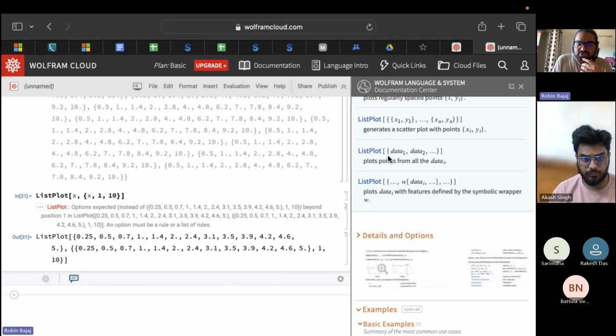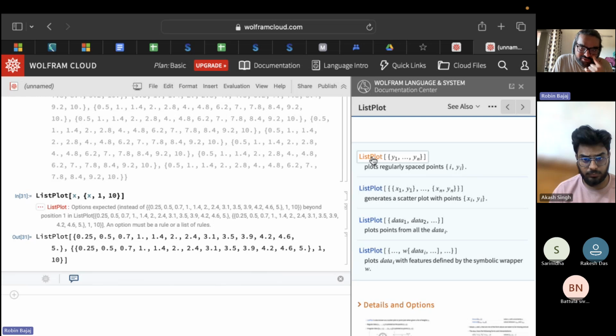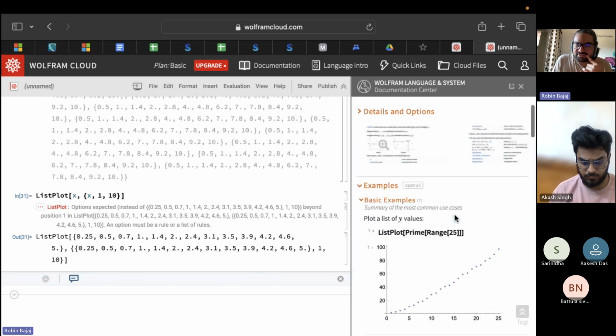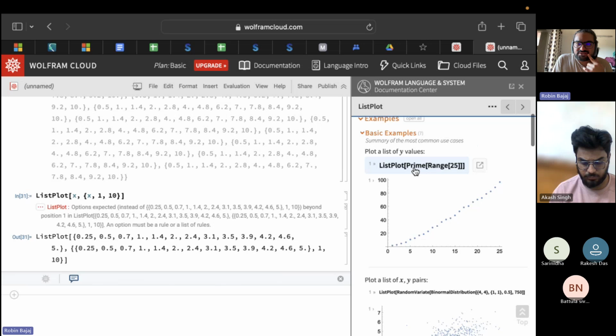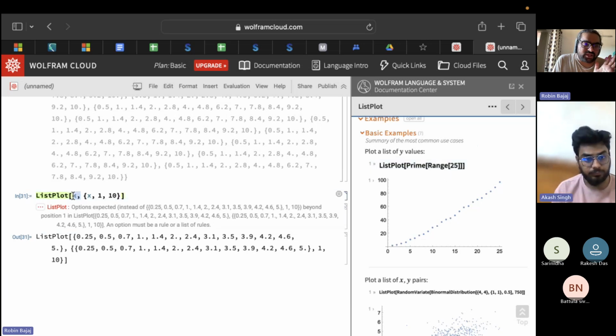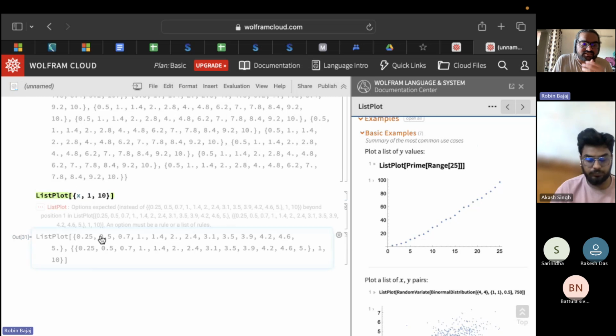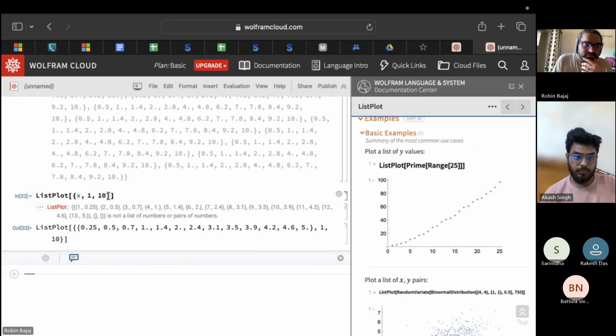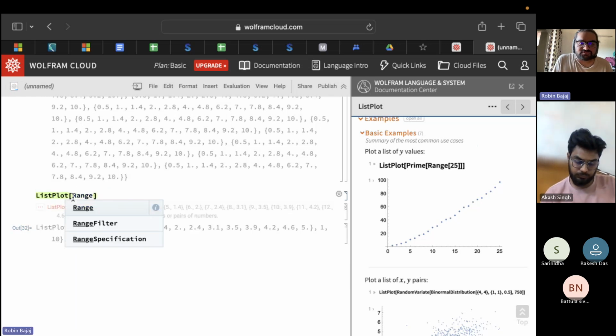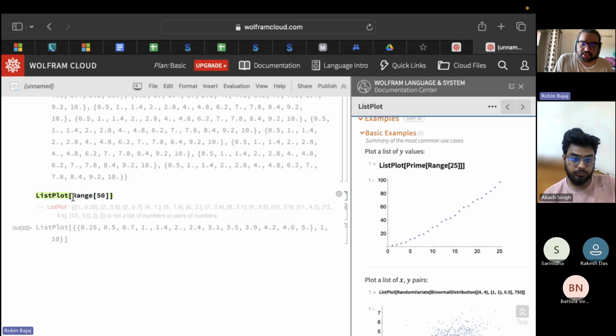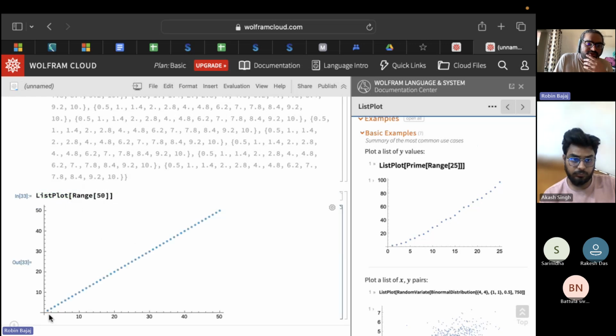Whenever the issue is that you don't remember the syntax, just go there and see what the thing could be. Okay. So it basically has to be a list in the argument. So let's say this. Even I think here a range I have to put. So let's say numbers from 1 to 50, using the range function. Basically, it will plot the numbers from 1 to 50.